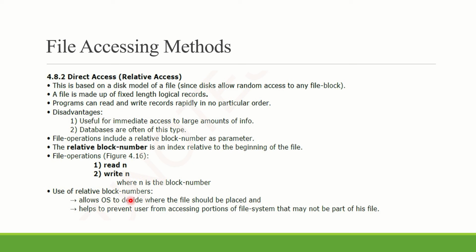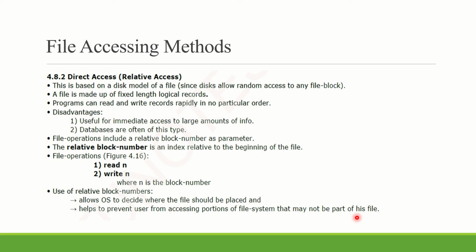What is the use of relative block numbers? They allow the operating system to decide where the file should be placed, meaning from which position the system has to read or write. They also help prevent the user from accessing portions of the file system that may not be part of his file. You access from the first position, and next if you have to access the 50th record, there is no need to access the records in between, like 1, 2, 3, 4, 5 and so on.